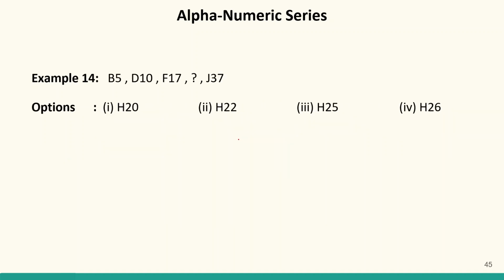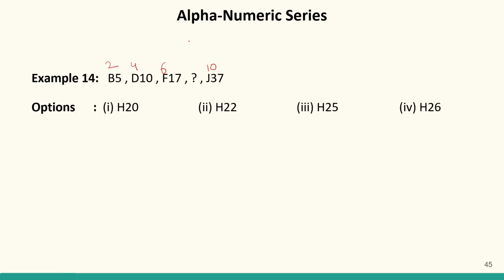Now let us understand the alphabets first. B is ranked at 2. D is ranked at 4. F is ranked at 6. And J is ranked at 10. So this is a simple even number series.